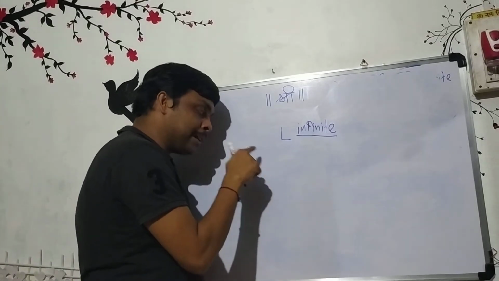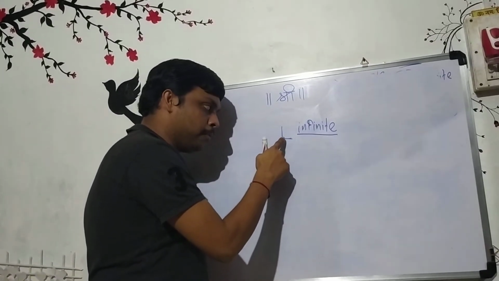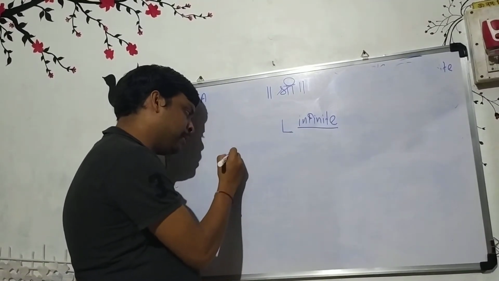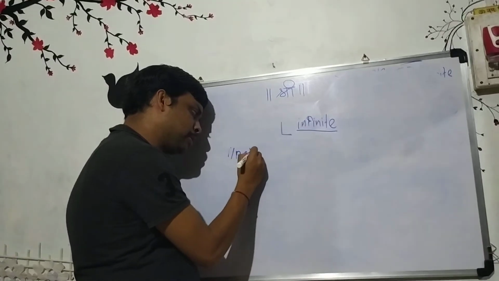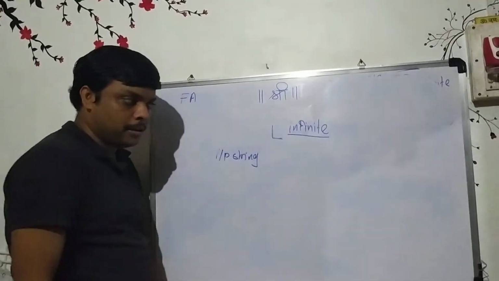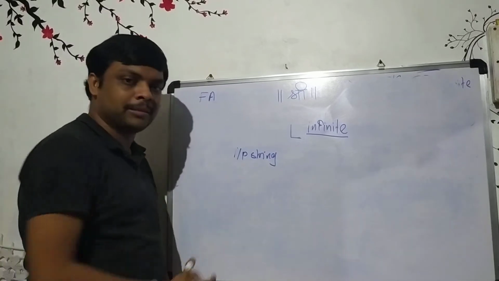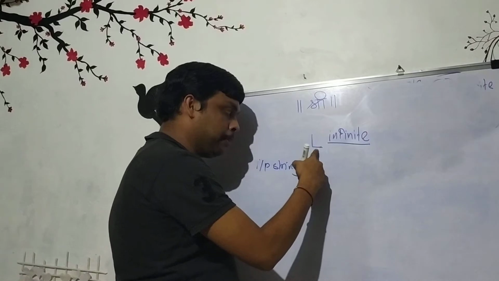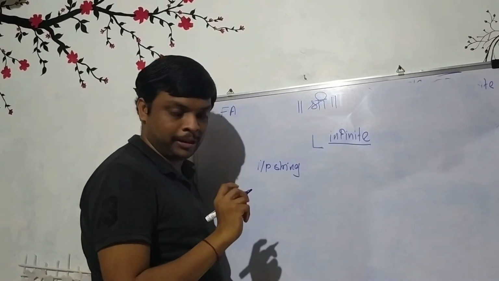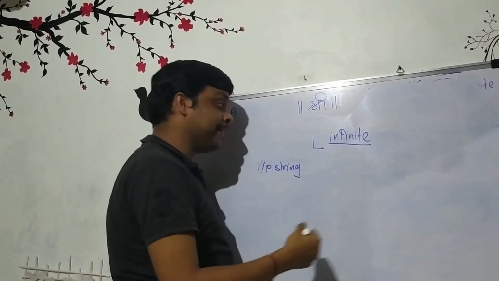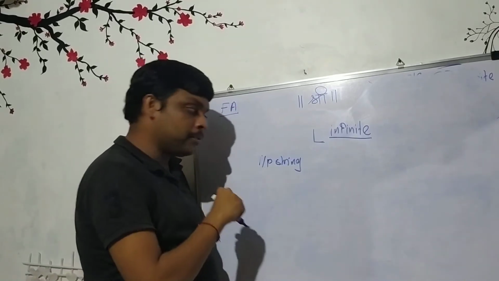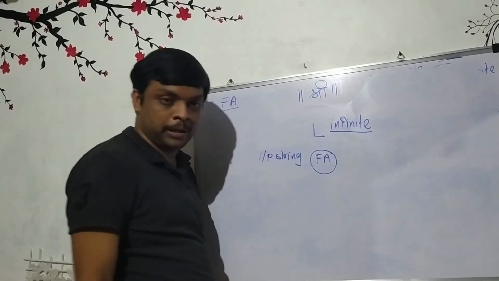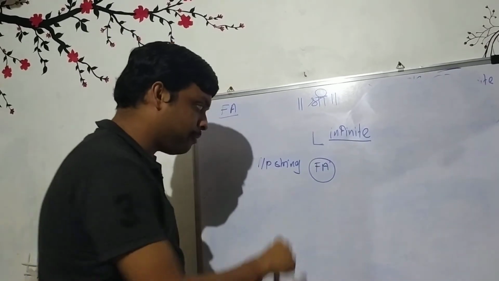Now what I am saying, suppose we have one language L which is infinite, and then suppose we have one input string. Just the previous concept, I am trying to discuss it with the help of a small diagram. We have an infinite language L and then one input string. Now where does finite automata come into the picture? Suppose here there is a finite automata.